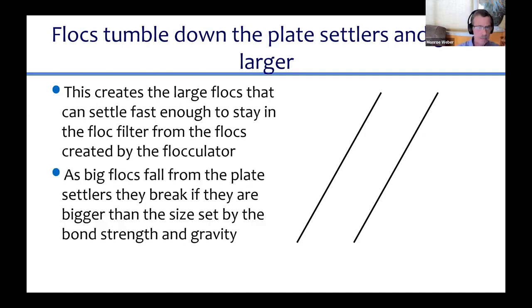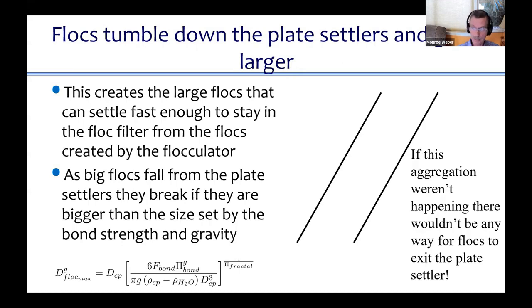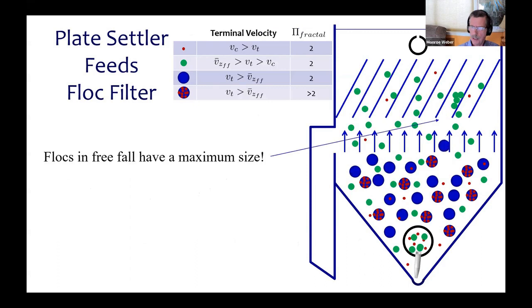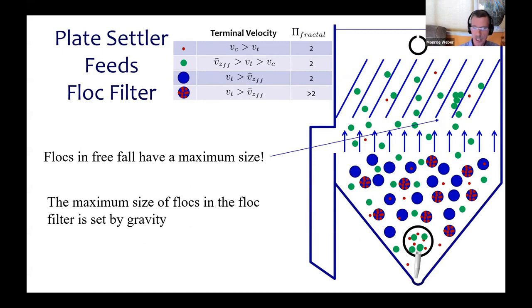Okay, and then there's this next point. As the big flocks fall from the plate settlers, they break if they're bigger than the size set by how strong they are, their bond strength, and gravity. There's a messy equation that you didn't want to see, but you can do the physics and come up with an equation that describes the maximum size that a flock can grow to. So the next one is that these flocks have a maximum size. Let's look at that.